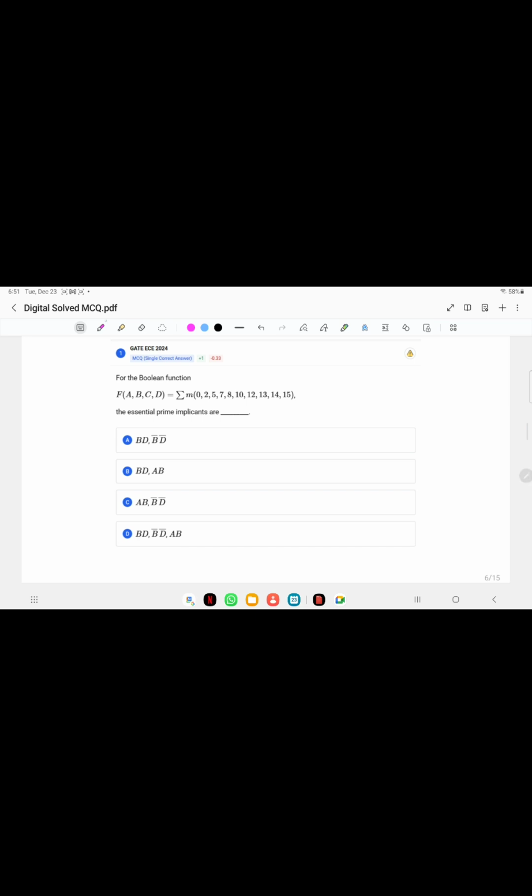This is asked in the GATE question. For the Boolean function f of A, B, C and D, the minterms are given here. They have asked for the essential prime implicants. We know that essential prime implicants are the prime implicants which form the minimized expression. So this can be formed without any overlapping. Whenever you draw a K-map, then only you can find out the prime implicants and essential prime implicants.